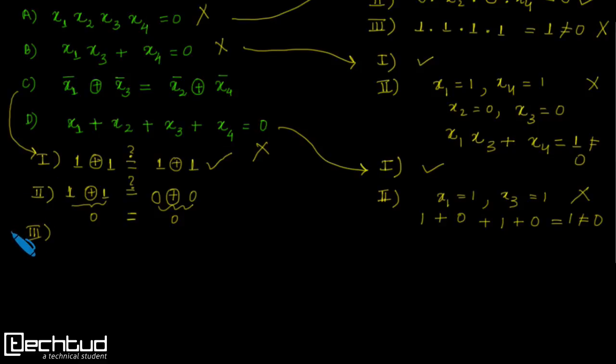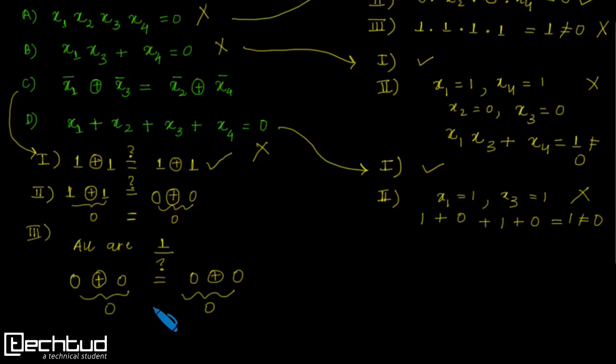Now in case 3, where all of the Boolean variables hold the value of 1, let's see whether option C holds or not. So all are 1. x1 complement XORed with x3 complement, will this be equal to x2 complement XORed with x4 complement? Here we get 0 and here also we get 0. So both of them are equal. So we see that both case 2 and case 3 hold true in the case of option C. Therefore the answer is option C.